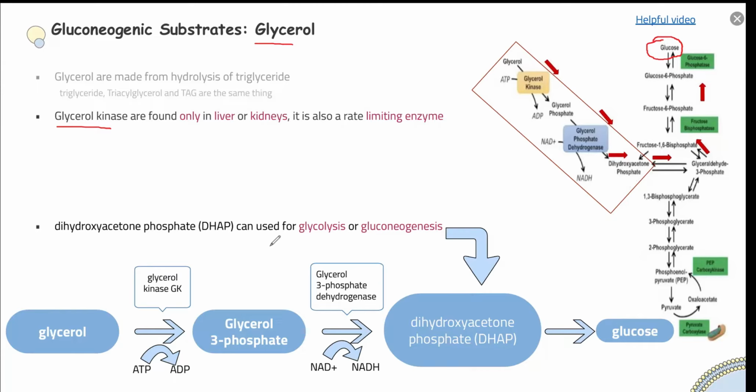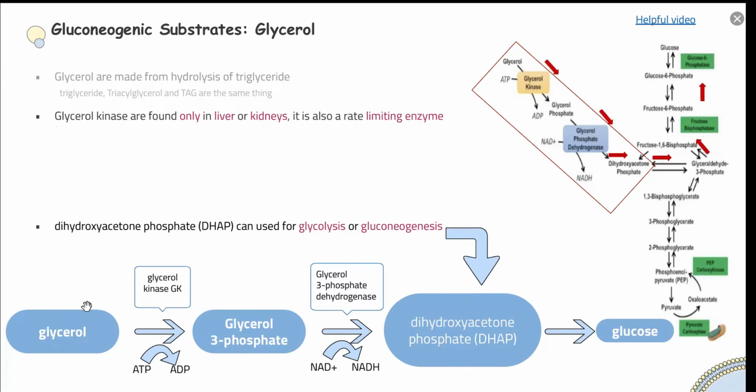So this is what we call gluconeogenesis, starting with glycerol as a substrate. Dihydroxyacetone phosphate can be used for glycolysis or gluconeogenesis, depending on the body's demand. If the body is in need of ATP, it will continue with glycolysis. But if there is enough ATP in the body, it will be channeled to gluconeogenesis to synthesize glucose. So that is glycerol as a substrate.